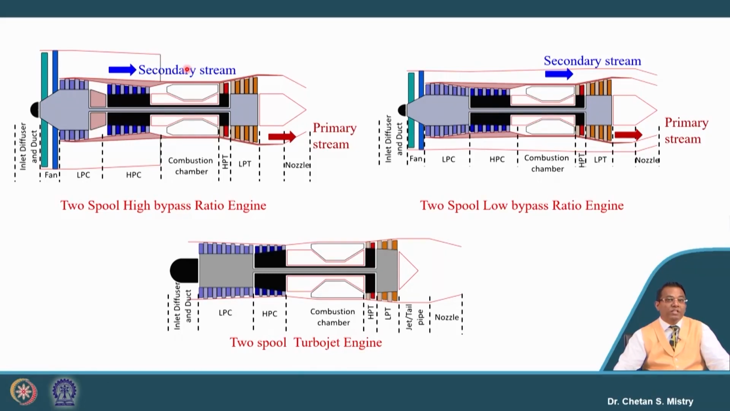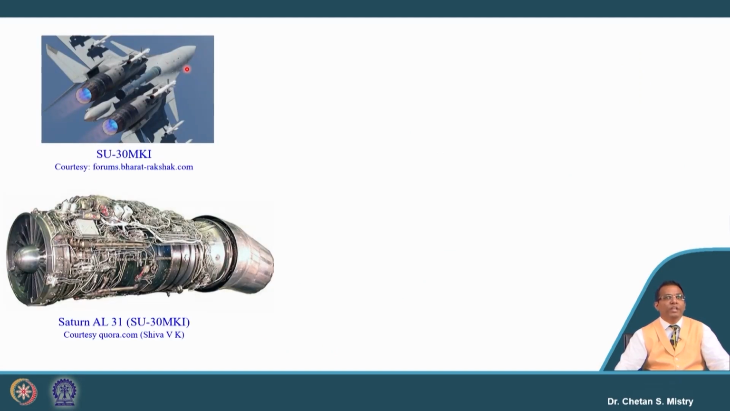We have realized that this kind of configuration permits us to go for a higher turbine entry temperature. It permits us to reduce the noise. It is also helpful for reducing the IR signature, both for the high bypass ratio engine as well as for the low bypass ratio engine. Now, let us move ahead and see what we have in terms of bypass ratio engines.